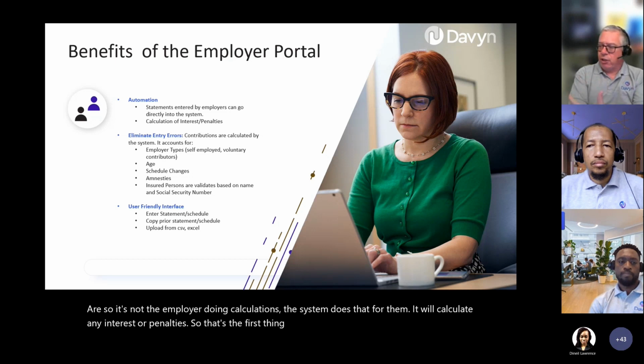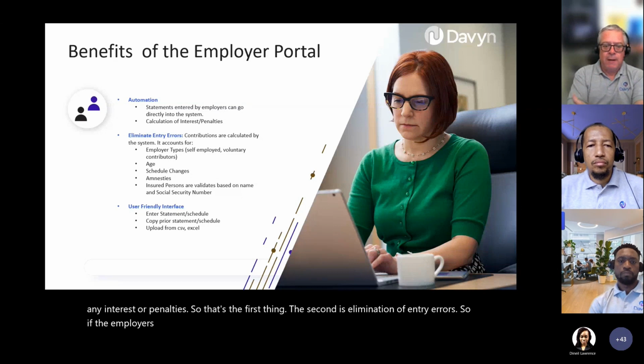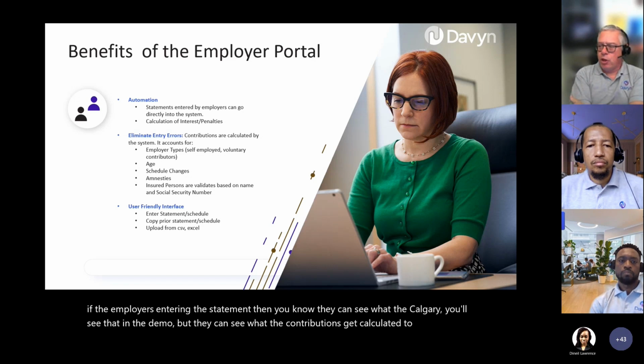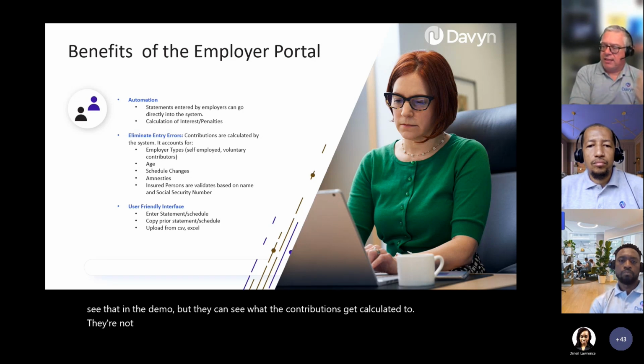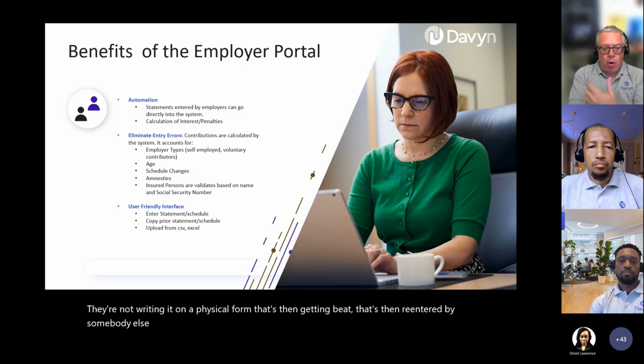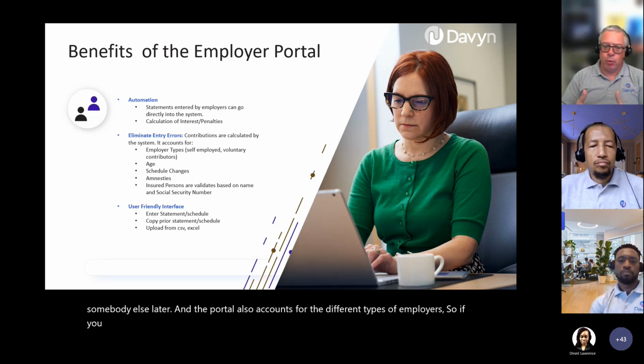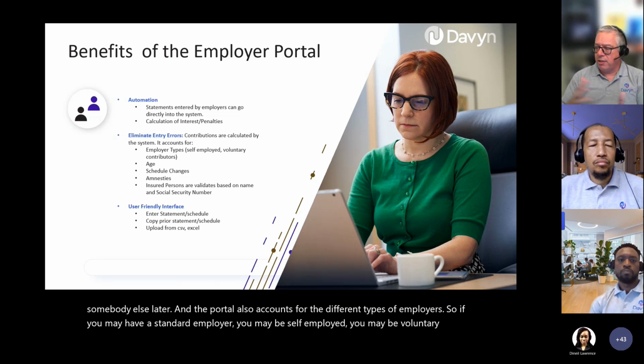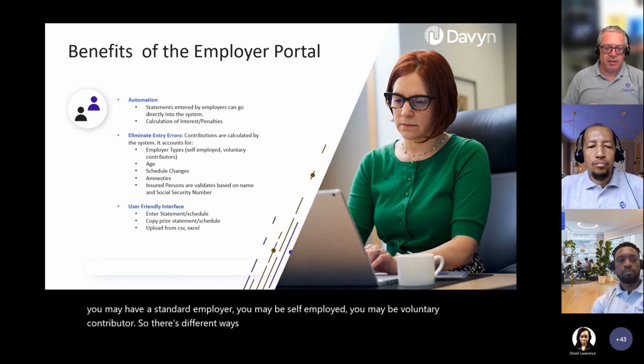The second is elimination of entry errors. So if the employer's entering the statement, you'll see that in the demo, they can see what the contributions get calculated to. They're not writing it on a physical form that's then re-entered by somebody else later. And the portal also accounts for the different types of employers. You may have a standard employer, you may be self-employed, you may be a voluntary contributor. So there are different ways of submitting those statements.